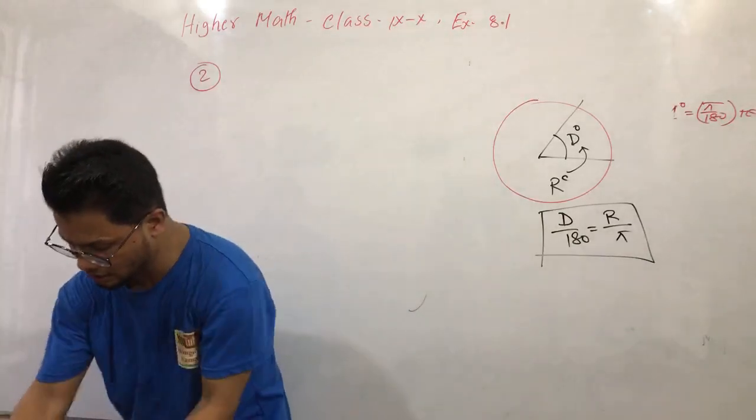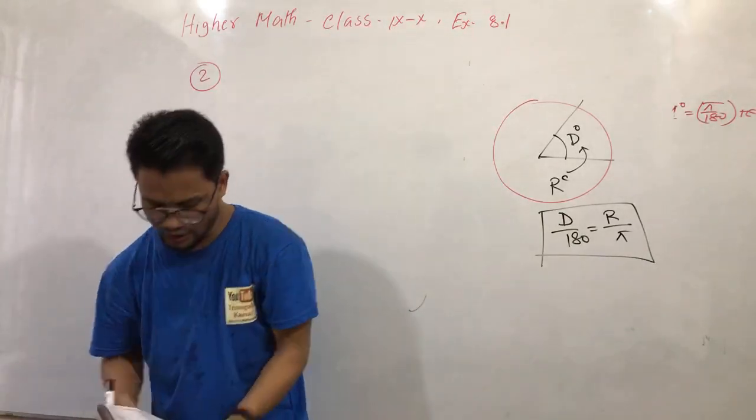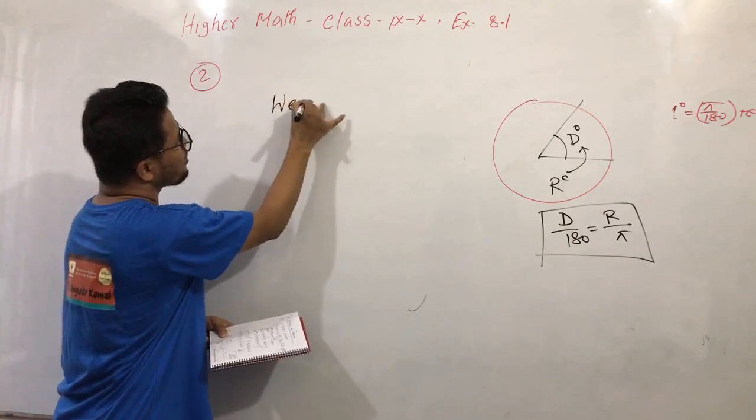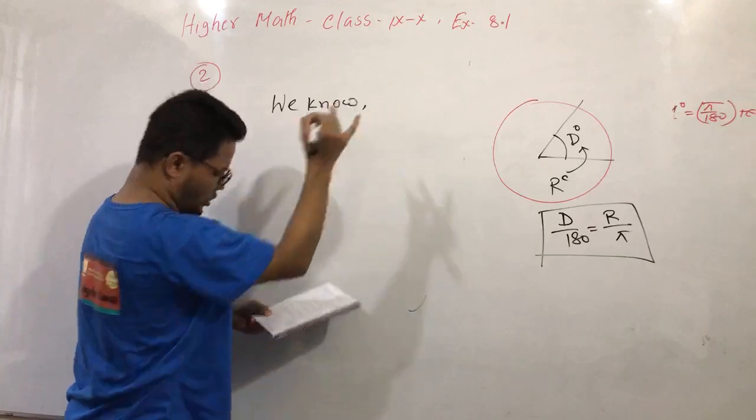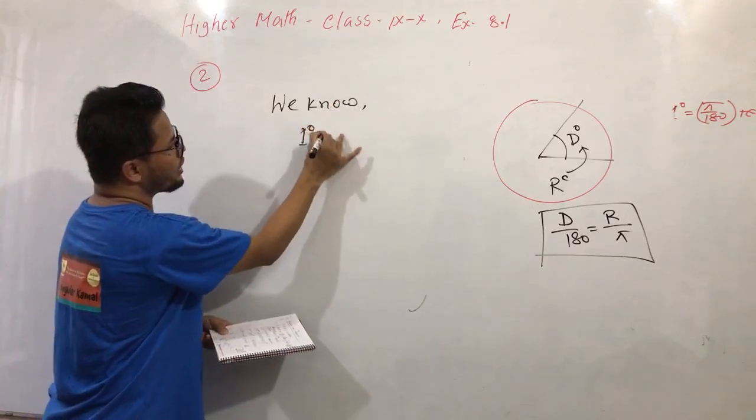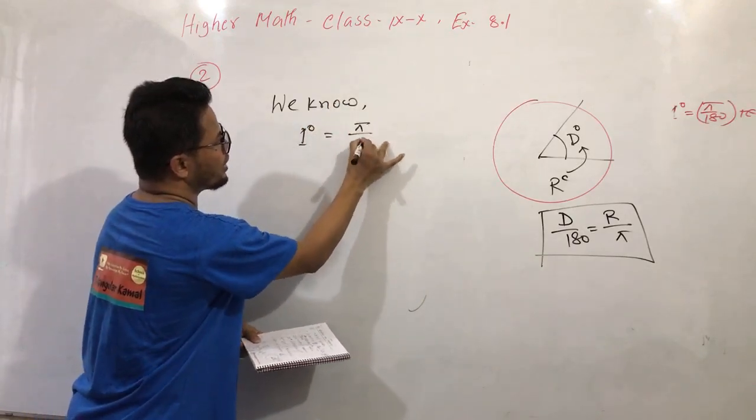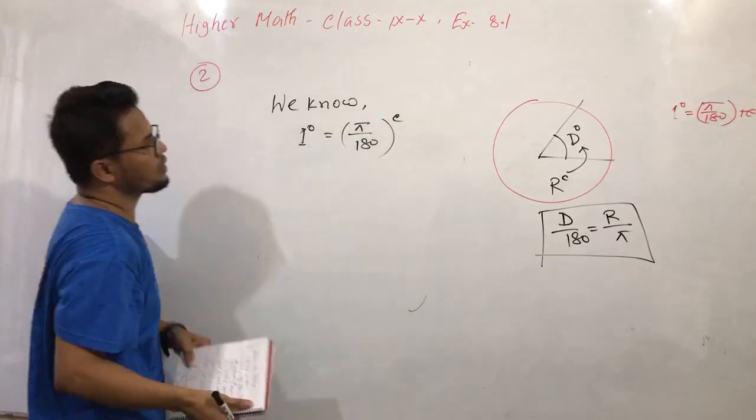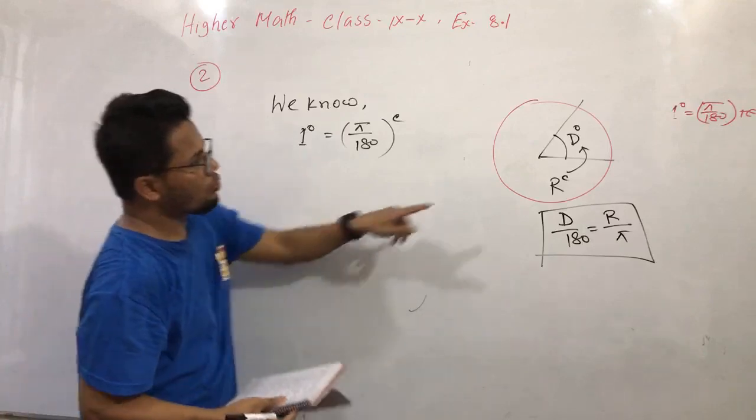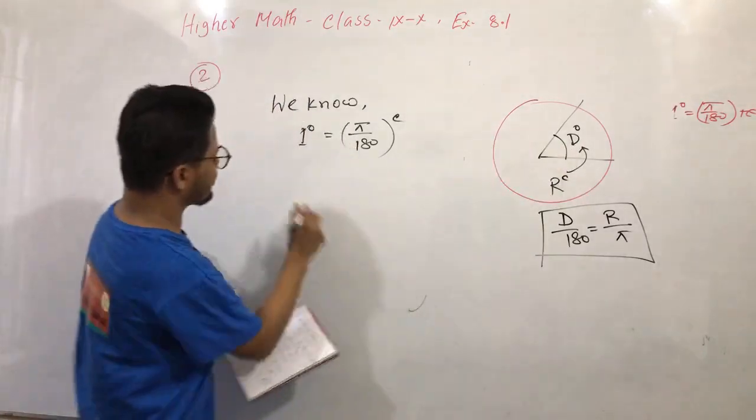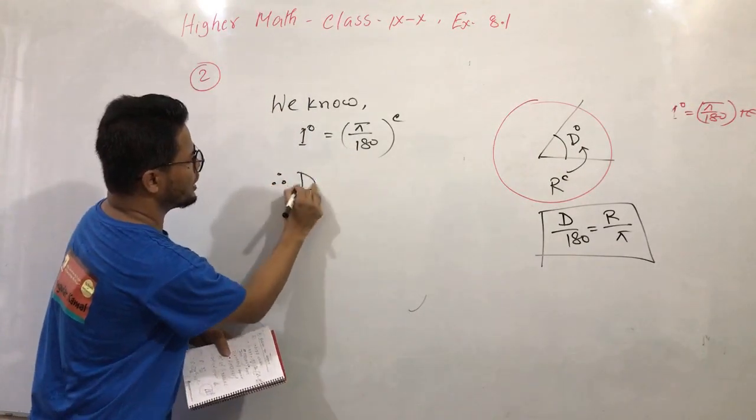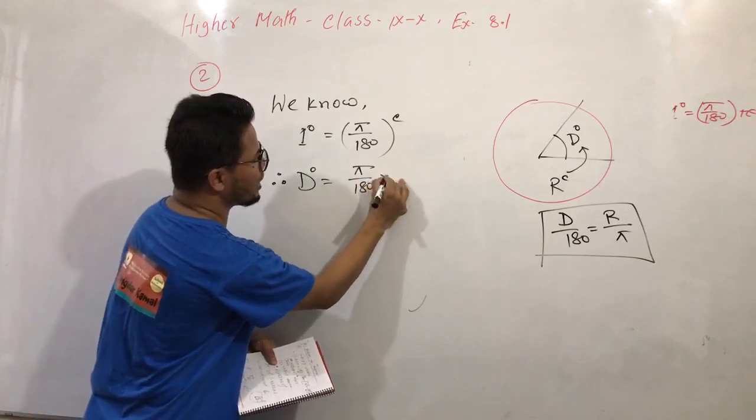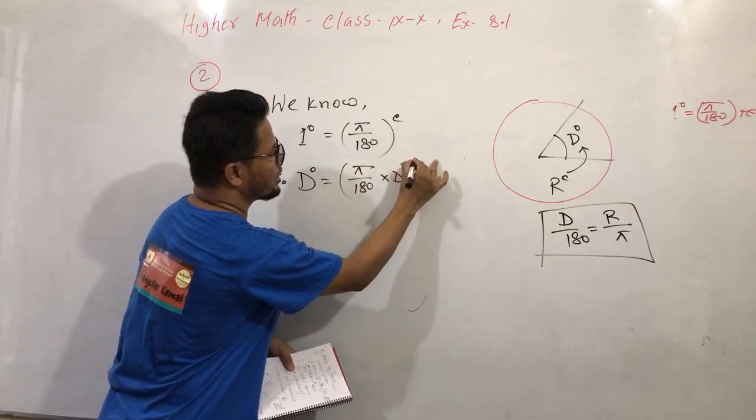Now we can start this one. Okay, we know structure number 2, we know 1 degree equals pi by 180 c, that is the radian. And now what is the degree? D degree here. So d degree will be pi by 180 multiplied by d radian.